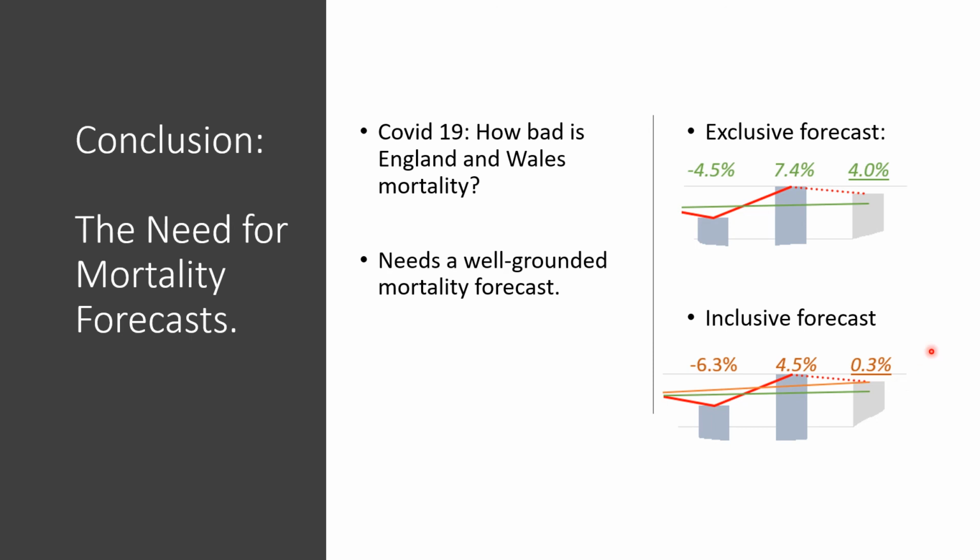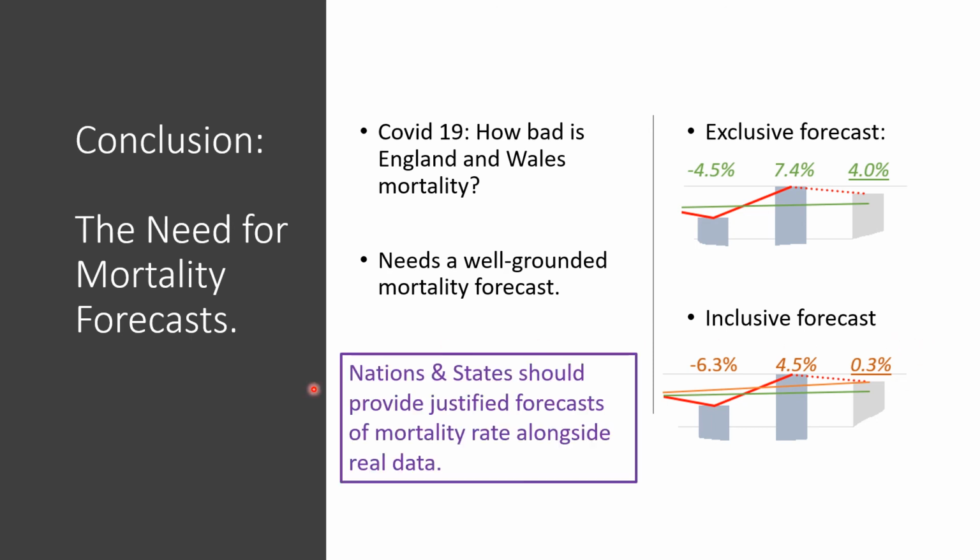these numbers would not be considered that unusual, which leads one to say nations and states should provide justified forecasts of their mortality rate alongside real data, so that we can start to consider whether the issue is that COVID itself has been a very exceptional virus leading to large increases in mortality, or whether COVID has been a harsh virus, but not exceptionally harsh, but has looked at the underlying health and the underlying health systems of countries much more closely than previous viruses have.